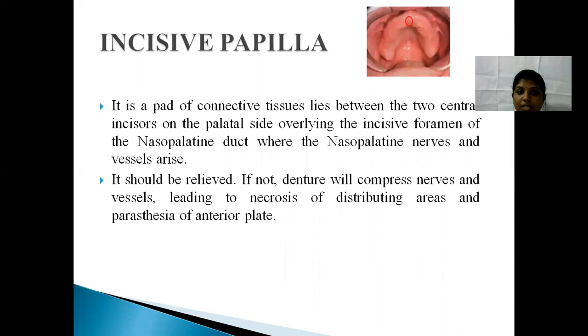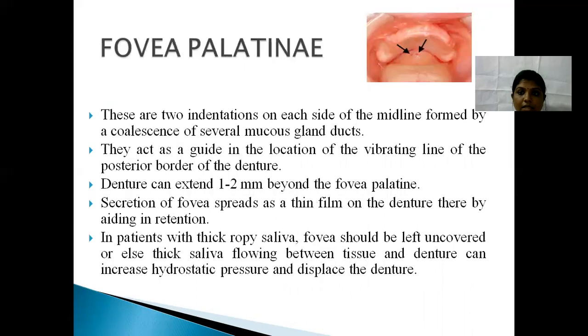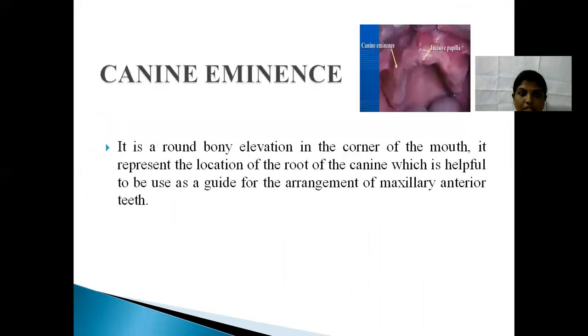First one is the incisive papilla, which is nothing but a pad of connective tissue lying between the two central incisors. It should be relieved. If not, it will compress the nerves and vessels, leading to paresthesia of the anterior palate. Next one is the fovea palatini, which is nothing but a coalescence of several mucous glands. The denture can extend 1 to 2 mm beyond the fovea palatini. The fovea palatini secretes a thin film of saliva, which will aid in the retention.